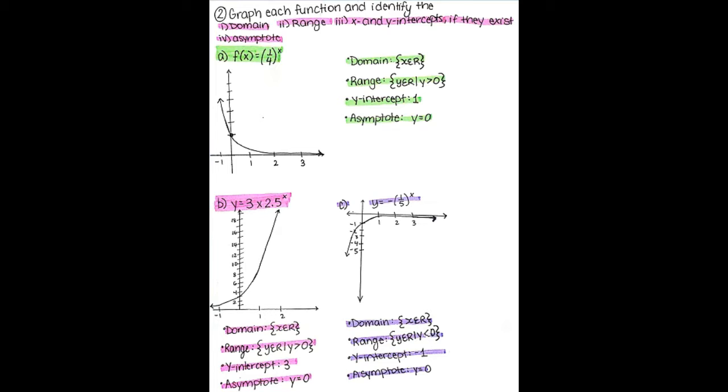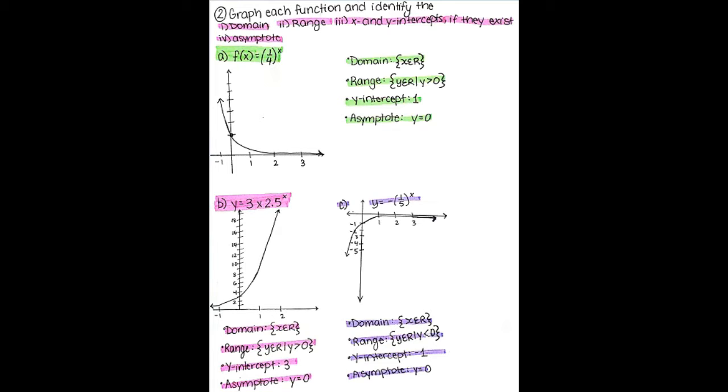To graph y equals 3 times 2.5 to the power of x, again we substitute x values such as negative 1, 0, 1, and 2, which is what gives us the y values 1.2, 3, 7.5, and 18.75. As you can see, the b value is greater than 1, which is why there's an exponential growth.